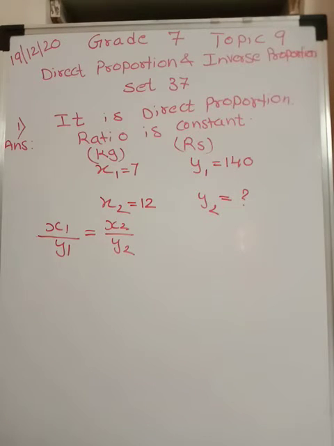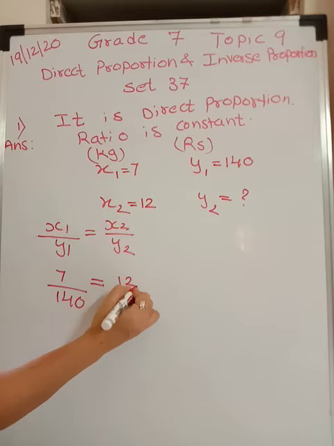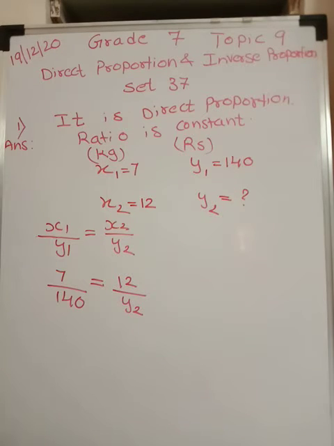Now substitute. x1 is how much? 7. How much is y1? 140. Which will be equal to, how much is x2? 12. We have to find y2. What is the cost of 12 kg of onions?